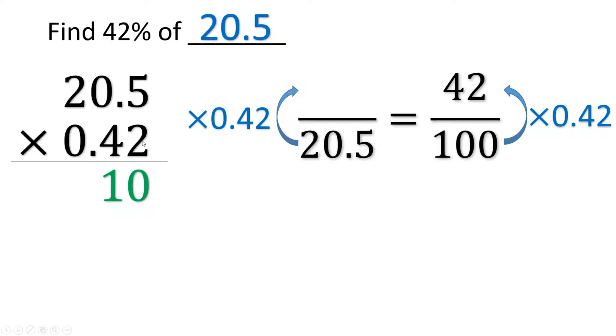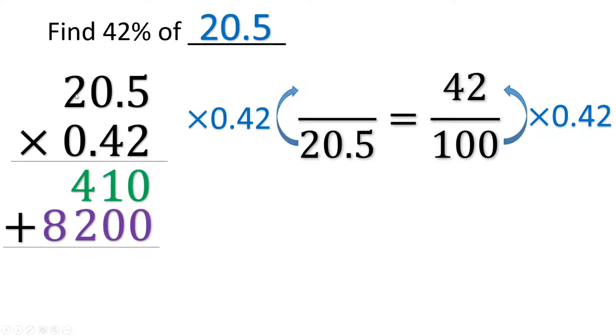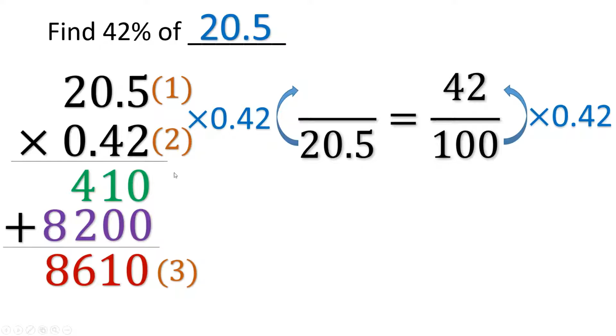So 5 times 2 is 10, carry the 1, 2 times 0 is 0 plus 1, 2 times 2 is 4. We hold 0 here for place value. 4 times 5 is 20, carry the 2, 4 times 0 is 0 plus 2, 4 times 2 is 8. Add these together, and then you have to think about how many numbers are needed behind the decimal. We have 1 here, 2 here, so we need a total of 3 numbers behind the decimal. There it is. And so 42% of 20.5 is 8.61.